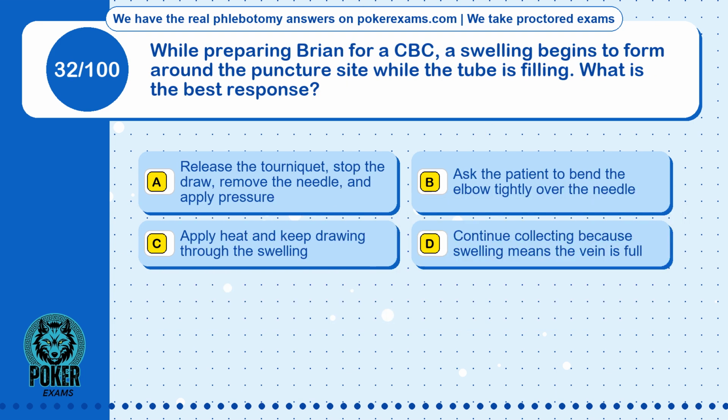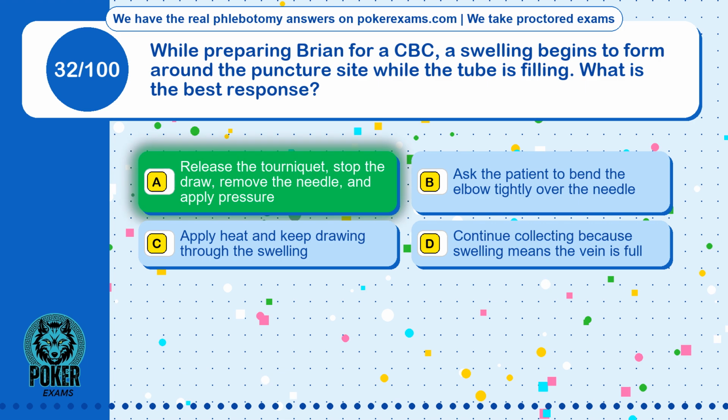Question 32. While preparing for a CBC, a swelling begins to form around the puncture site while the tube is filling. What is the best response? Option A. Release the tourniquet, stop the draw, remove the needle, and apply pressure. Option B. Ask the patient to bend the elbow tightly over the needle. Option C. Apply heat and keep drawing through the swelling. Option D. Continue collecting because swelling means the vein is full.